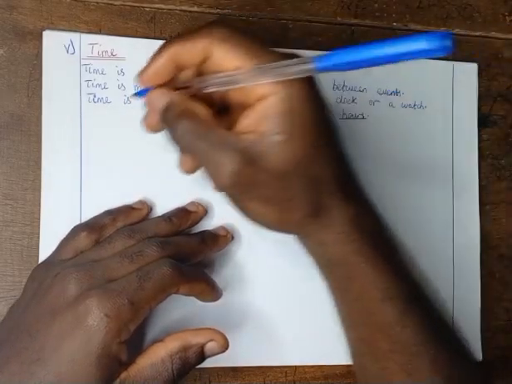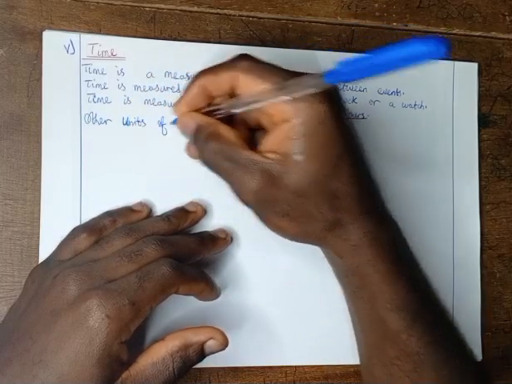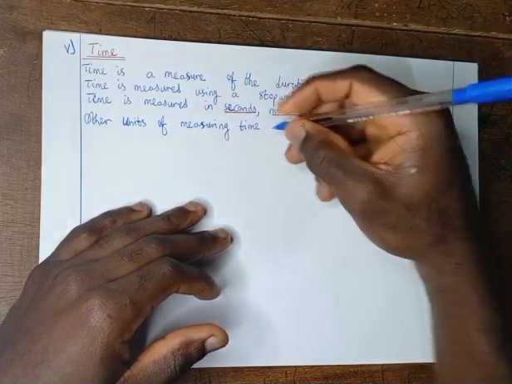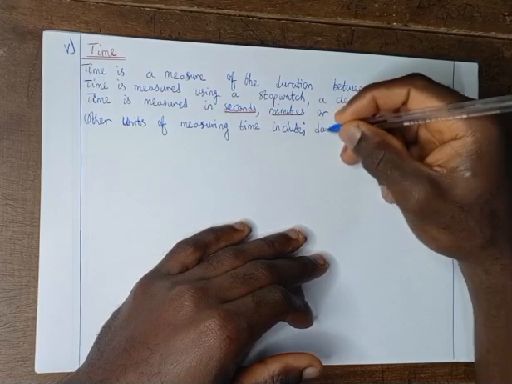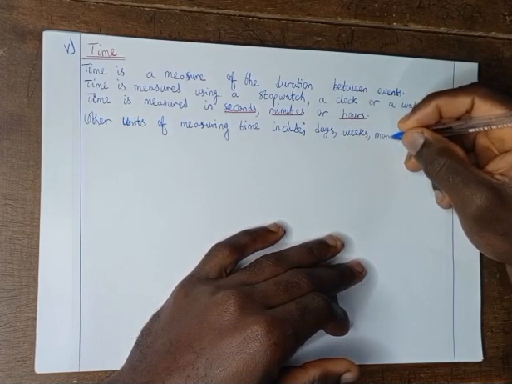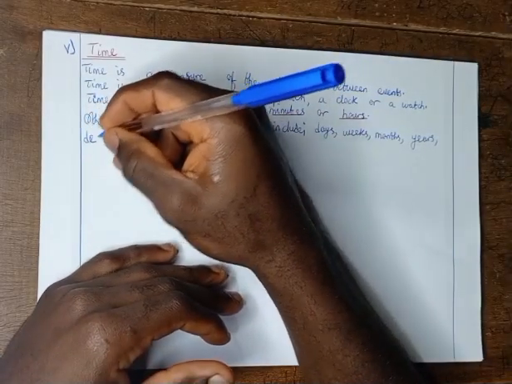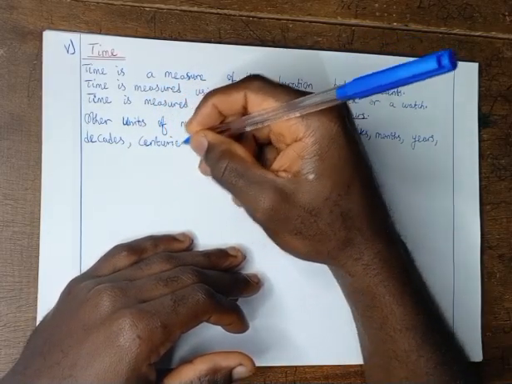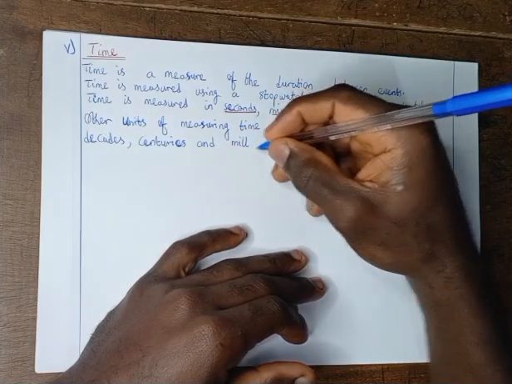Other units of measuring time include days, weeks, months, years, decades, centuries, and millenniums.